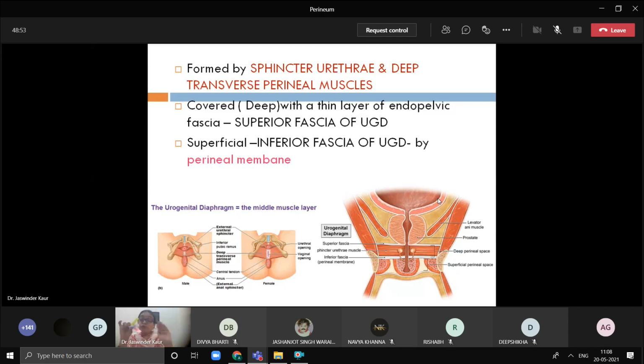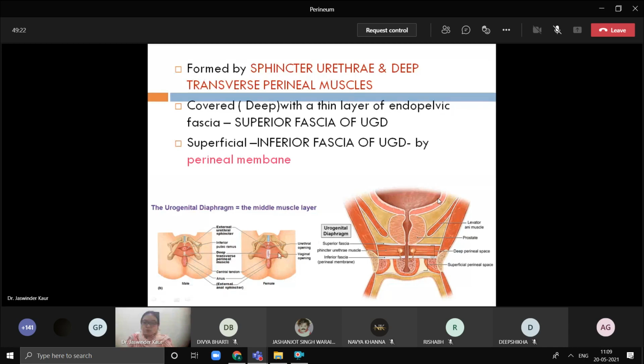So there is the superior fascia of the urogenital diaphragm and the inferior fascia of the urogenital diaphragm. Now this inferior fascia of the urogenital diaphragm is known as the perineal membrane. The superior remains as such, that is the superior fascia of the urogenital diaphragm. Here also they have shown this whole is the urogenital diaphragm. This is the inferior layer, this one is the superior layer, this is the muscular component, the deep muscular component. So this one is the urogenital diaphragm.